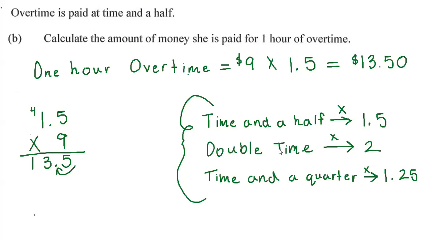We're trying to figure out what the next question is. Overall earning, weekly pay plus overtime. No, we have to figure out, well, we know, okay, how much does she get paid for 1 hour overtime? $13.50. Yes, good. But the next question would be, how many hours of overtime did she work?